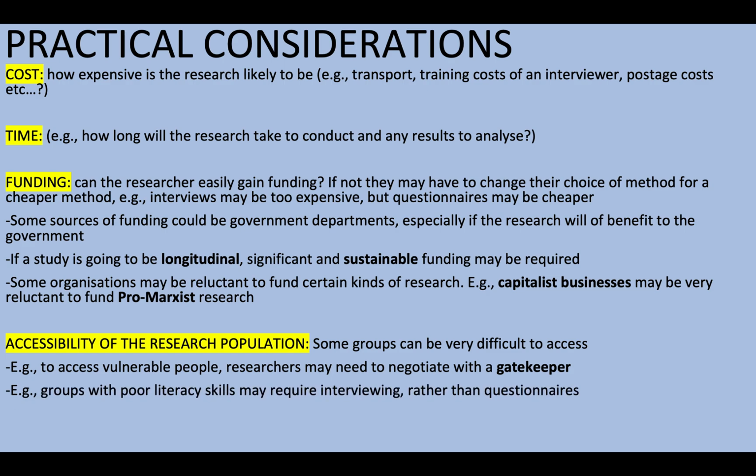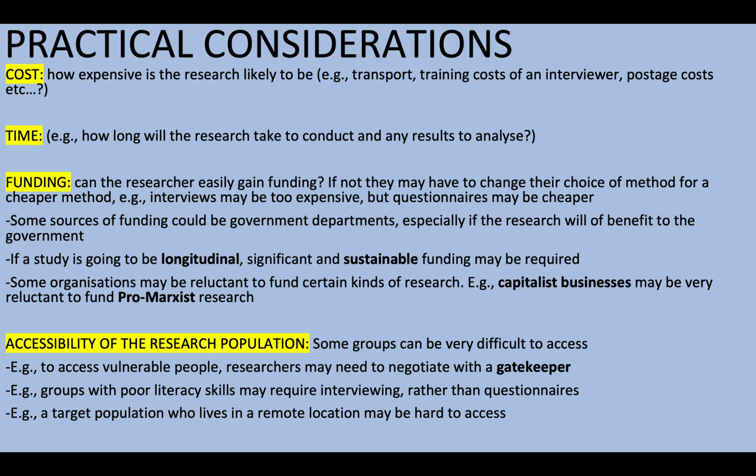Okay, groups with poor literacy skills, you may have to interview them instead of using questionnaires. So, say you're doing research on parents who have got low literacy levels, use this as an example so you remember it. You might have to interview them rather than sending questionnaires out because they might not have the ability to complete the questionnaire. Obviously, the AO3 is that would push your cost up and your time up.